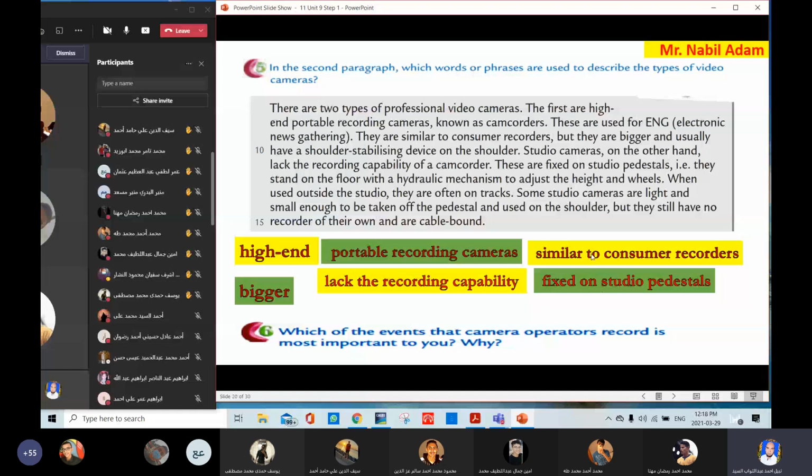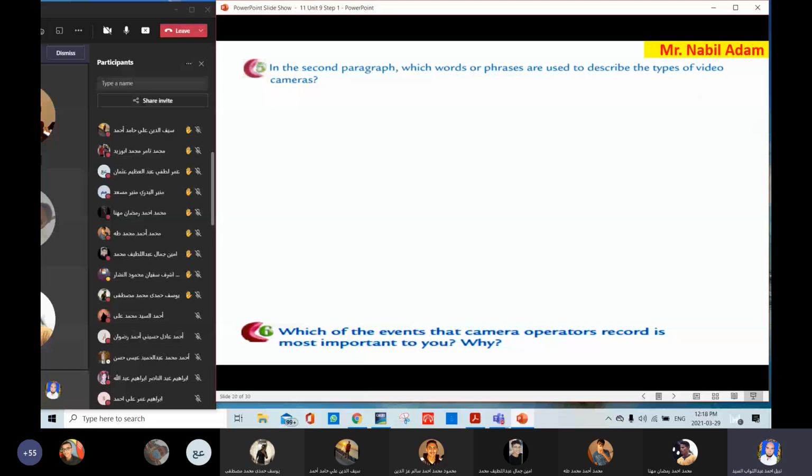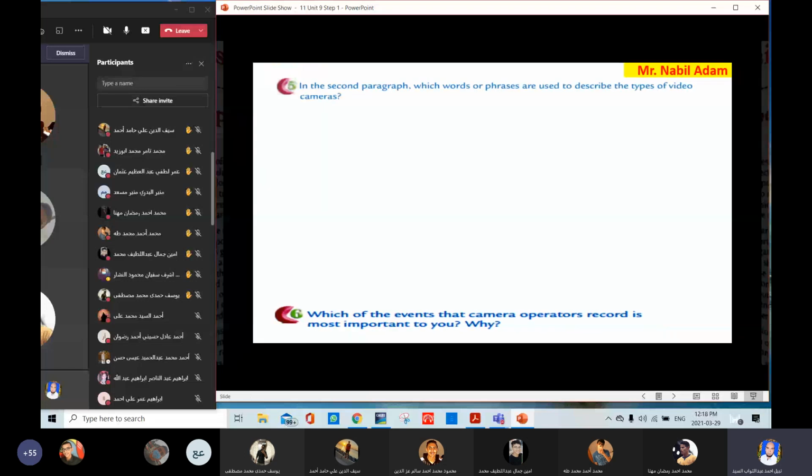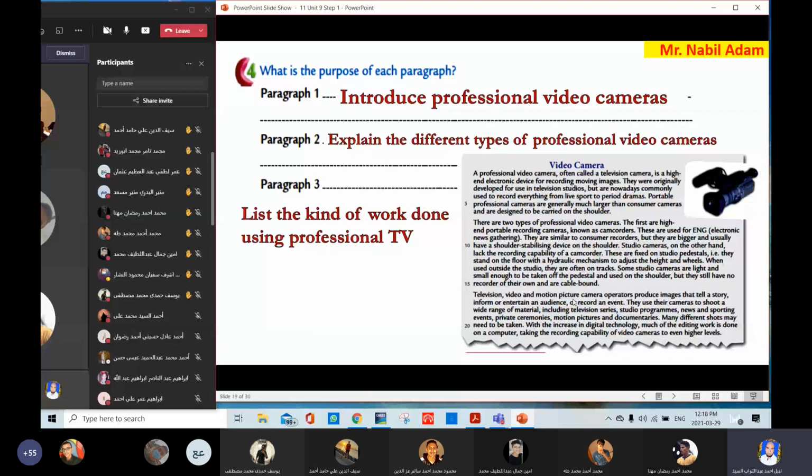Now, which of the events that camera operators record is most important to you? As you mentioned in the last paragraph, let's go to the last paragraph here. Paragraph three. In this paragraph, they mentioned different uses. The camera operators can use professional cameras. Which do you think is the most important to you and why?